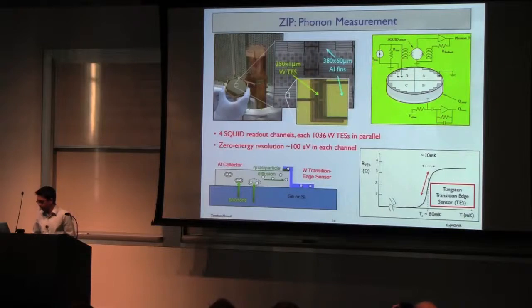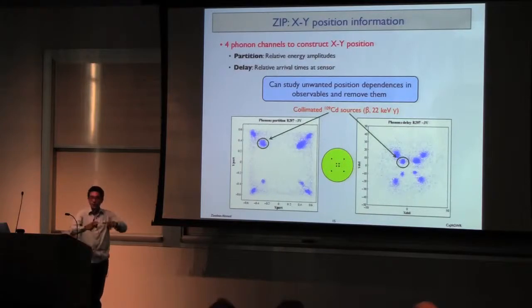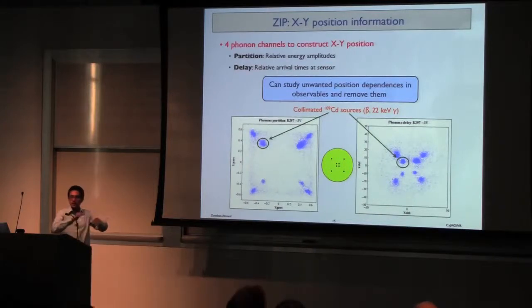Okay, 4 channels. I wanted to come back to this quickly. The 4 channels give us position information. The idea is that if you have 4 quadrants, you can look at the relative amplitude of the pulses in each of the quadrants and get position information.